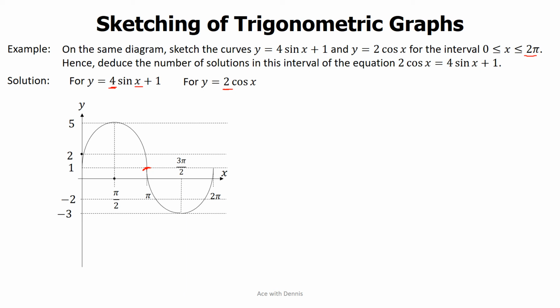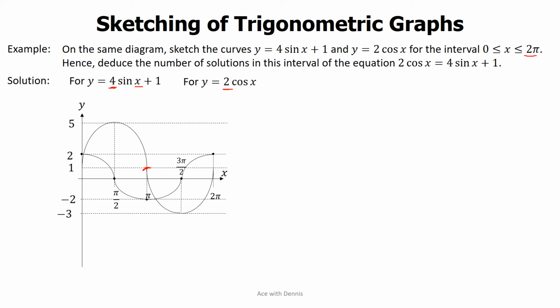When x is pi over 2, y is 0. When x is pi, y is negative 2. When x equals 3 pi over 2, y will be 0. When x is 2 pi, y will be 2. Okay, so we have plotted the important points here. Now we can join them together, right? So this is how it looks.